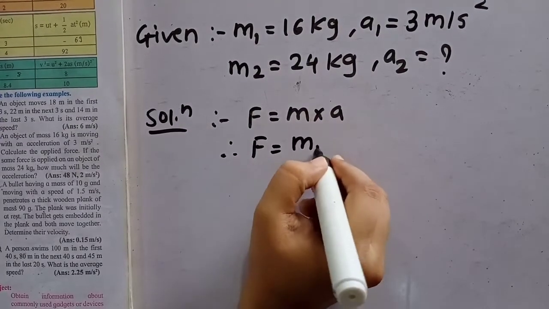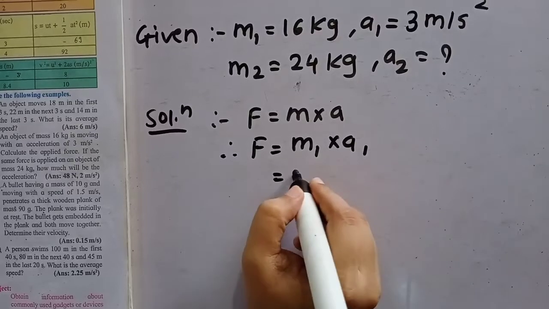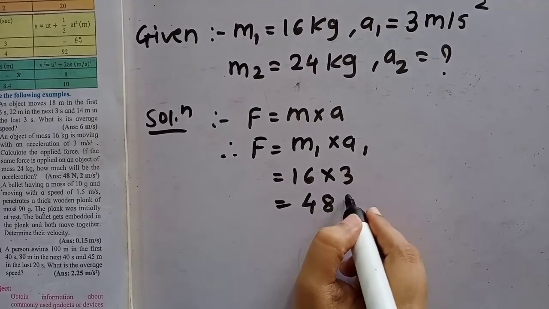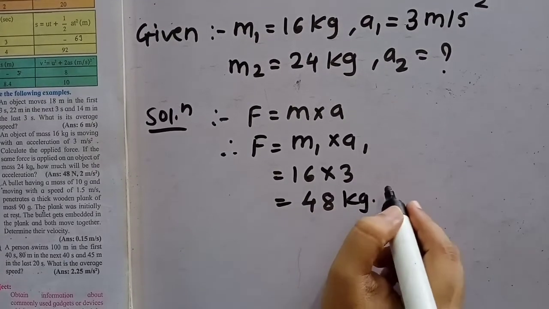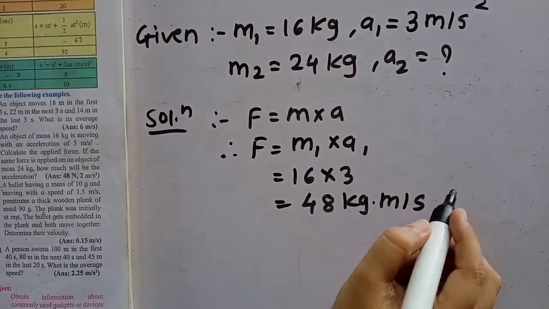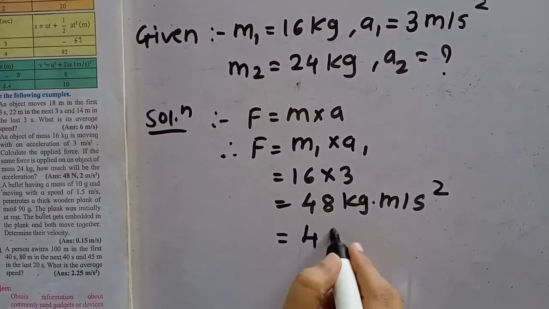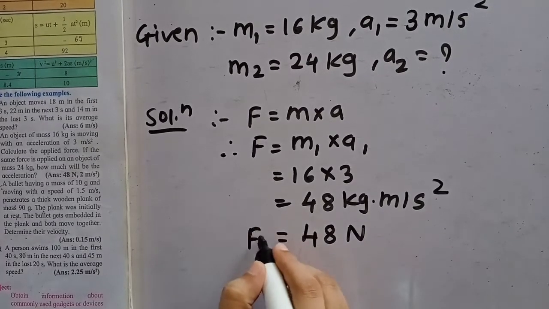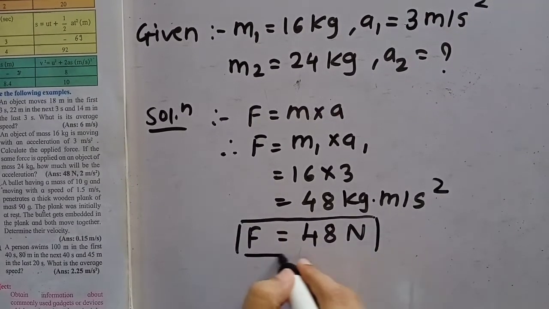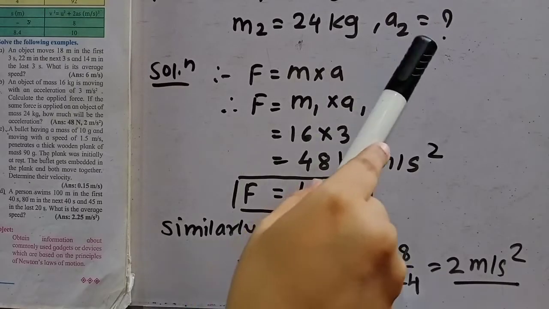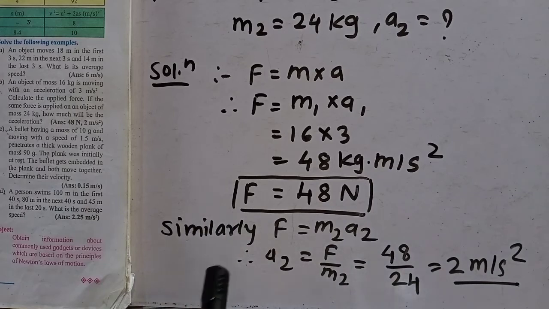F is equal to m1 a1, which is equal to 16 into 3 is 48, 16 kg meter per second square. सो यूनिट क्या है, 48 न्यूटन. फोर्स का यूनिट क्या है, वी नो 48 न्यूटन. सो फोर्स मिल गया 48 न्यूटन. So now we have to calculate A2. So acceleration for object 2.